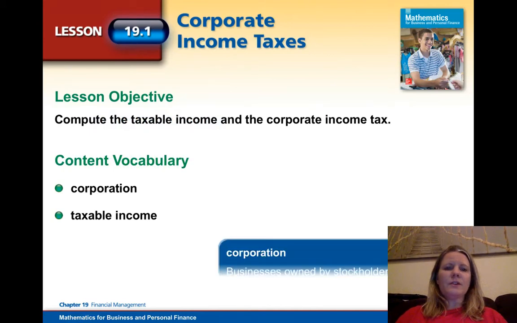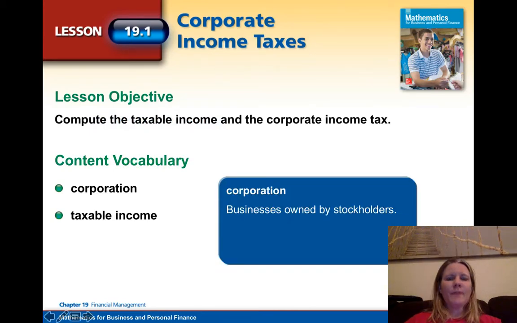Let's take a look at some vocab from this chapter. A corporation is a business owned by stockholders. Not all businesses are owned by stockholders, but for example, my husband's business has some employee stockholders, so they're considered a corporation.